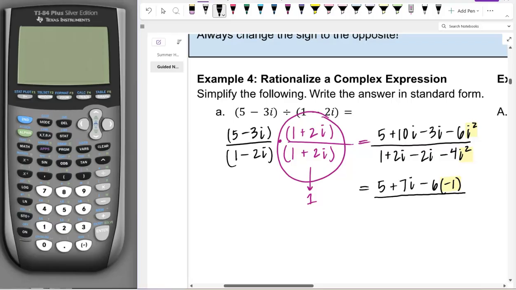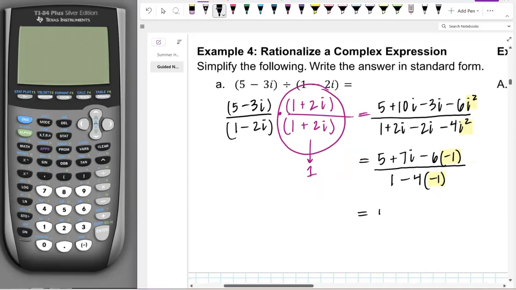So on the bottom, we're going to do the same thing. We have our real number 1, and positive 2i and negative 2i combine to make 0i, so we don't need to write that. They've canceled out. Then we have minus 4, and again, we're plugging in negative 1 for i squared.